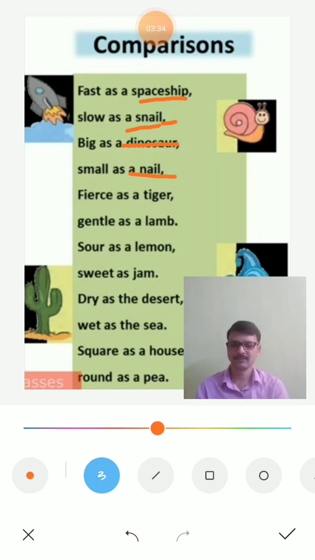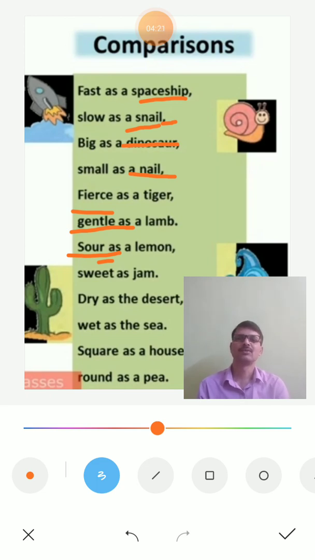Then fierce. Fierce means angry or aggressive. Gentle means quiet or mild. Then sour. Sour means a particular taste. Sour we say for acidic things. ज्या ठिकाणी म्हणजे आम्ल किंवा आंबट पदार्थ असतात ॲसिडिक टेस्ट. You know what jam and sweet, dry and wet, then square and round mean. These are the new words in this poem.